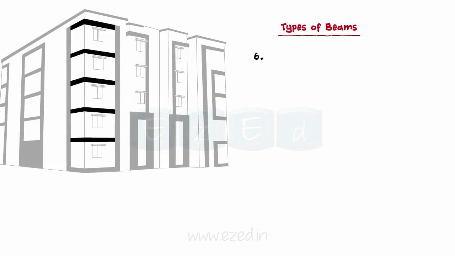Next, we will take a look at beams with both ends hinged. In these beams, both ends will be having hinged supports. The last type is the continuous beam. A beam is said to be continuous if it is supported at more than 2 points.